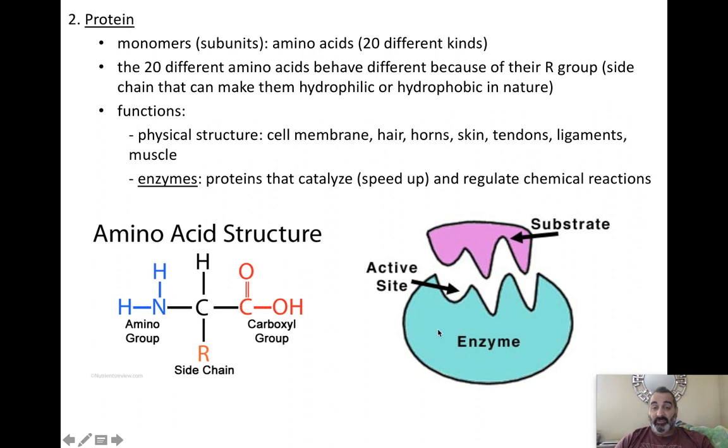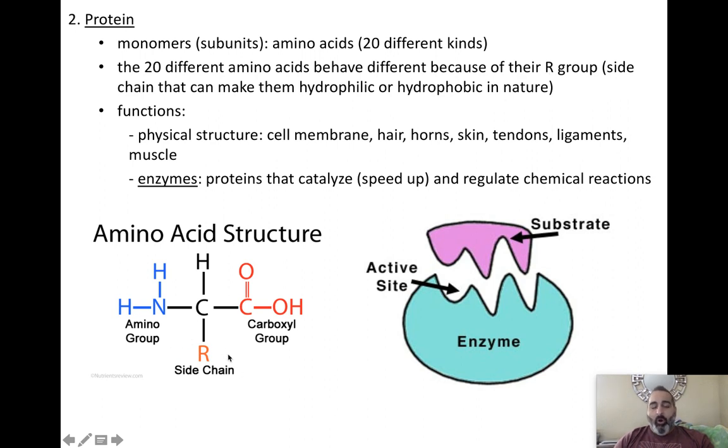For example, like this picture here, the proteins, because there's 20 different kinds of amino acids, they have different shapes. These shapes of their active site allow them to do different things. They're like little factories almost. So the building blocks of proteins, amino acids, all right? How do these 20 different amino acids behave? Well, what's special about these different amino acids? Well, they have these different R groups, or side chains.